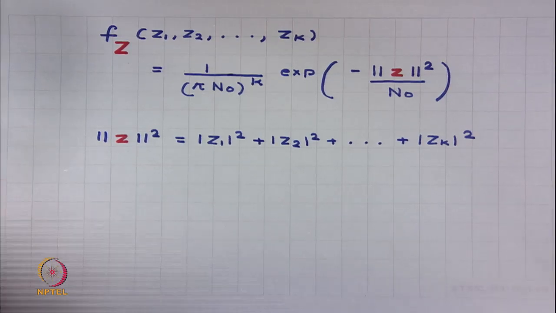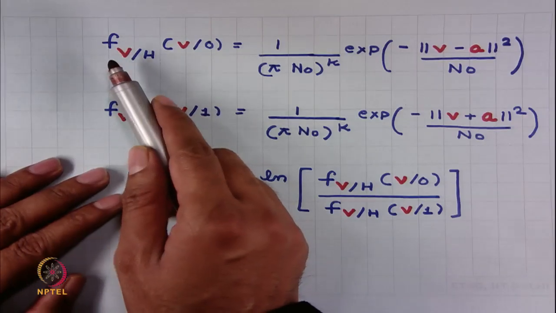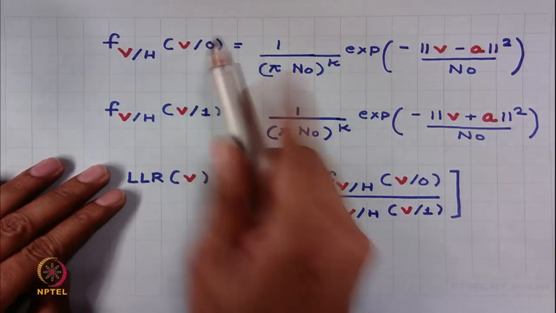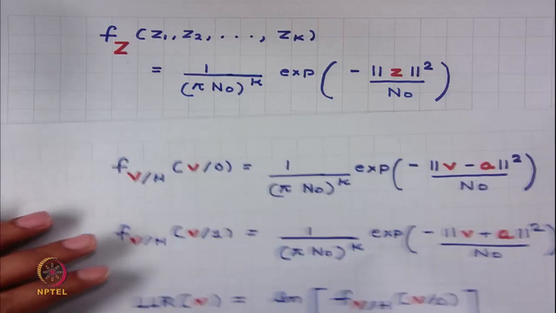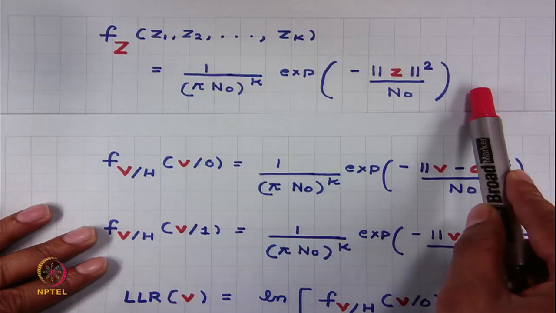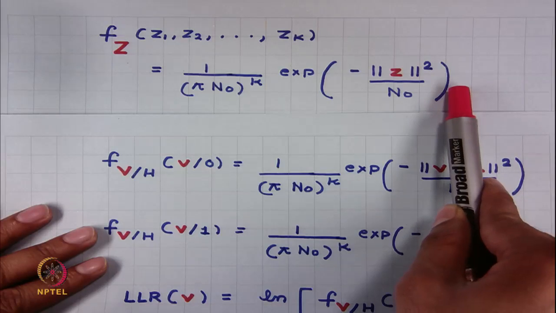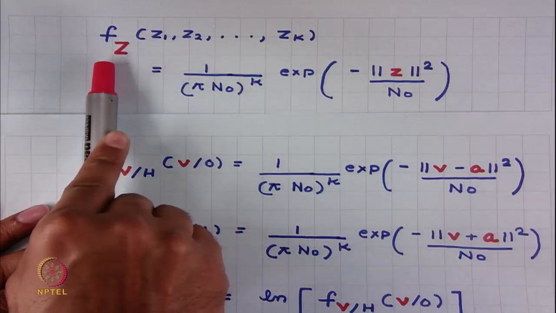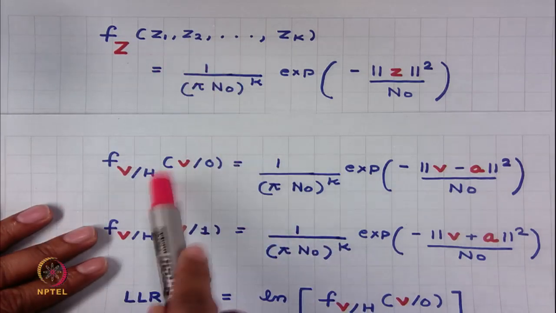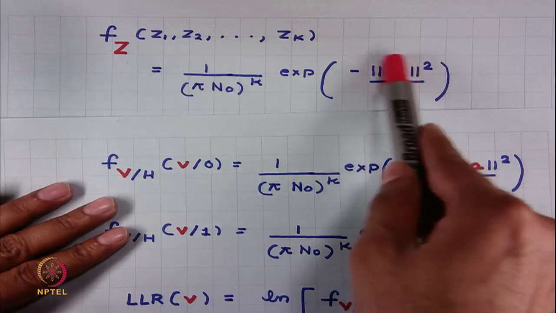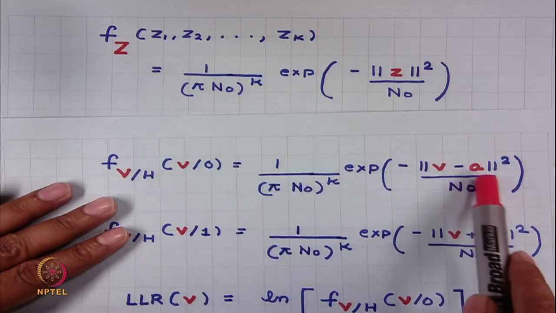Now, what we have to find is the likelihood given that a hypothesis H is 0. When you have to find that, you can easily derive this from this expression. This is the PDF when the Gaussian random vector z is transmitted, and when the hypothesis is 0, the mean of this Gaussian random vector will shift around A.